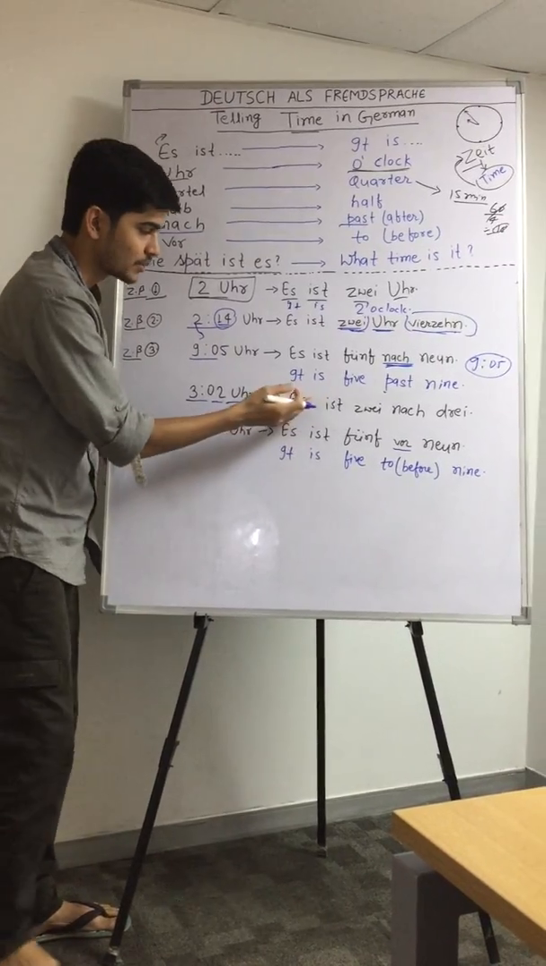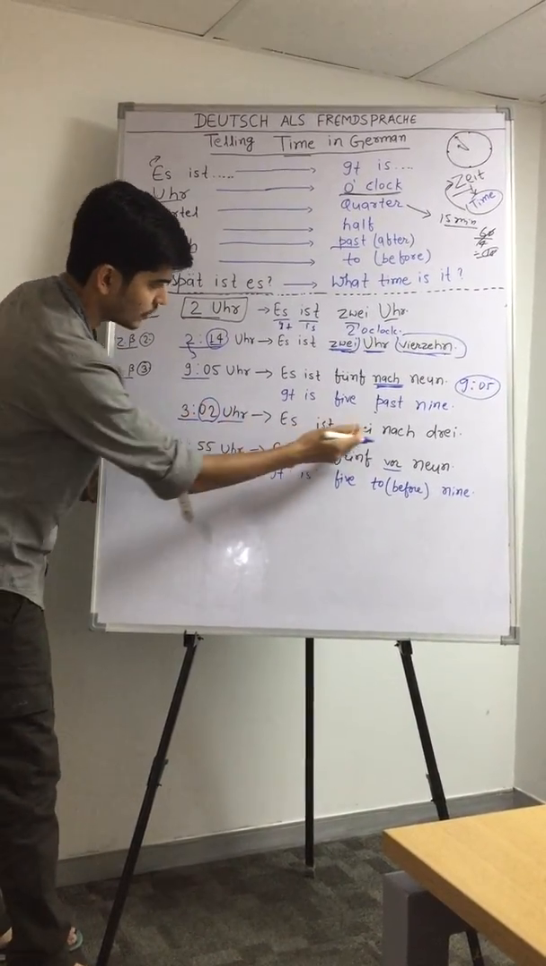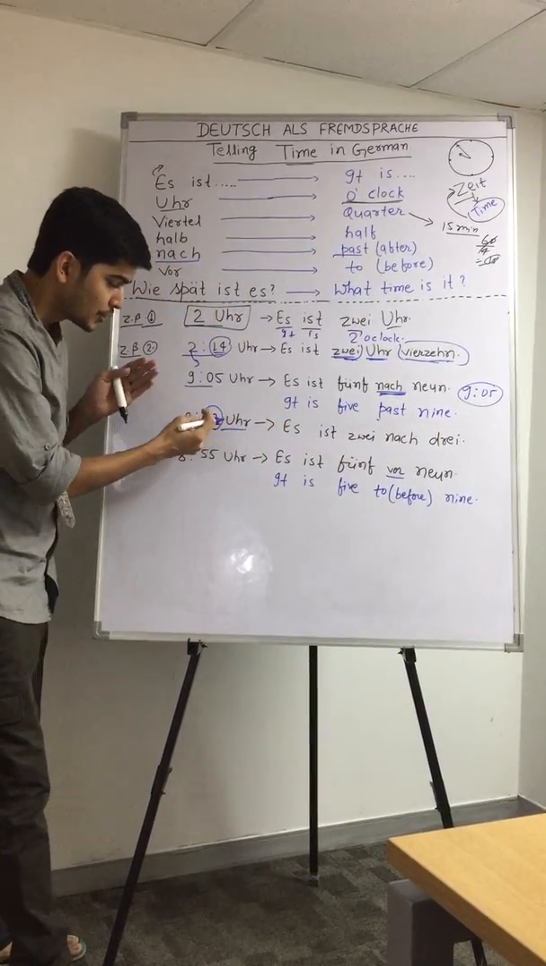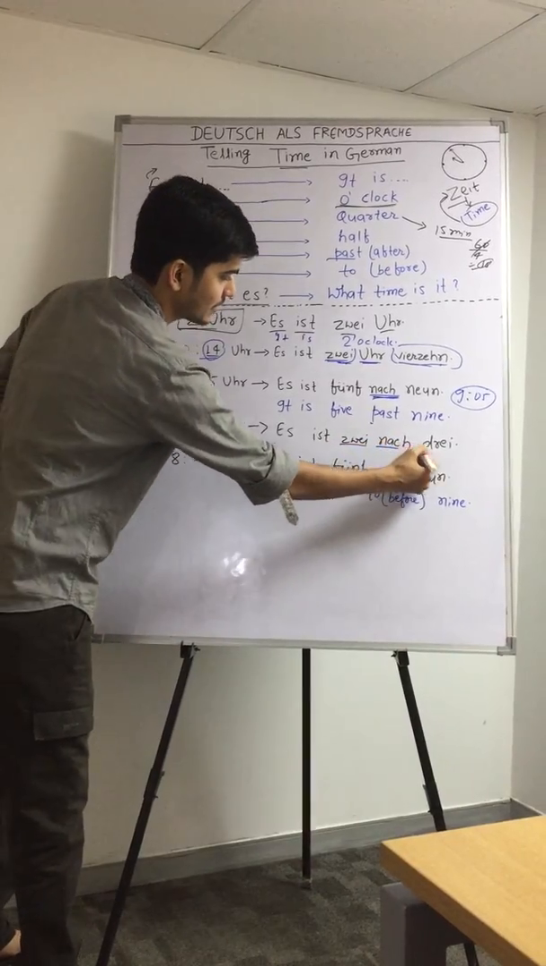3:02 o'clock. So es ist 2 nach 3. I mean 2 minutes after 3. So 2 past 3.